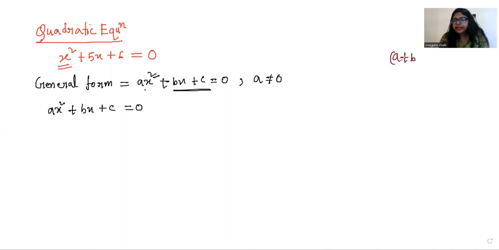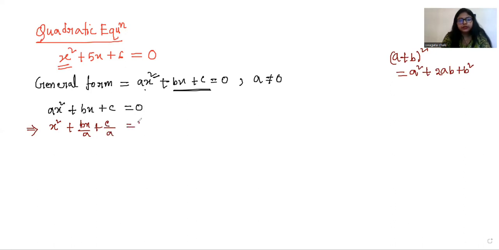Now here we need this algebraic identity, that is a plus b whole square. We know that this is a square plus 2ab plus b square. So we need this. How can we find roots by the completing square method? At first we have to divide by a, then x square will be a perfect square, right? So if we divide by a, the first term we get is x square, then bx by a plus c by a is equal to 0.